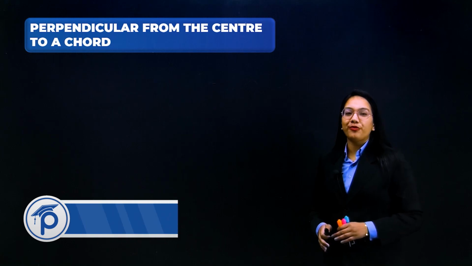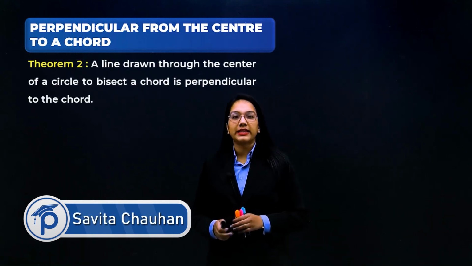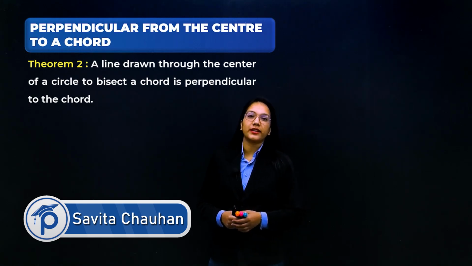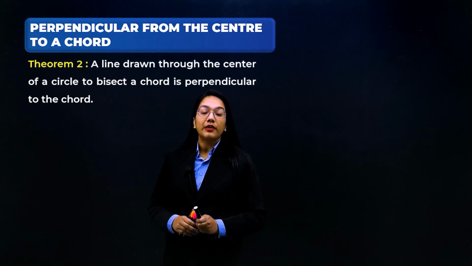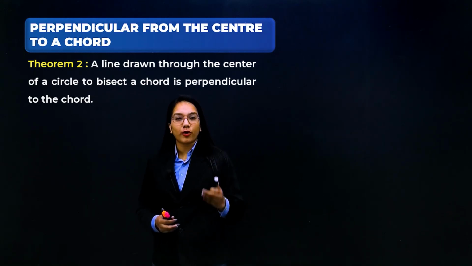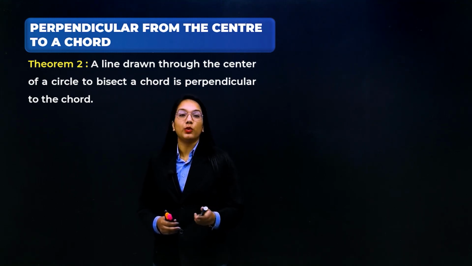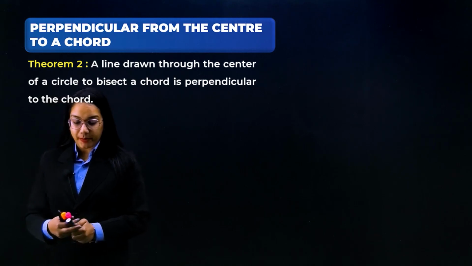Now let's move on further and talk about the converse of theorem number 1. It says that a line which is drawn through the center of a circle to bisect a chord is actually perpendicular to the chord. Now we just have to prove that the line which was drawn from the center is actually perpendicular to the chord.